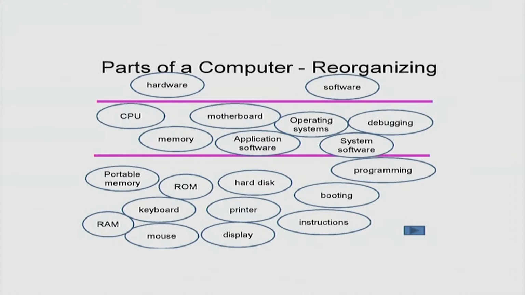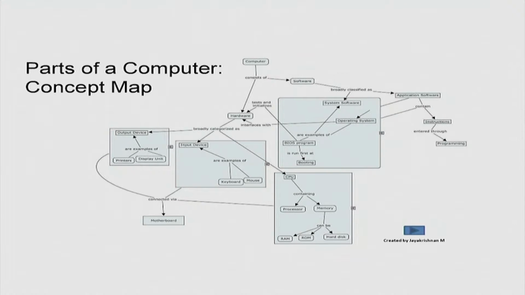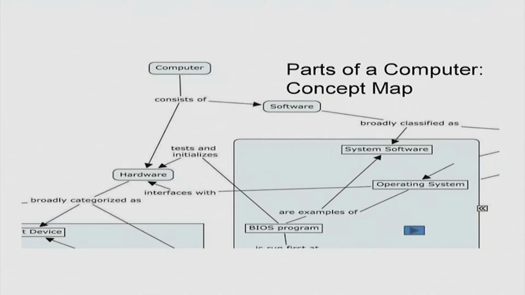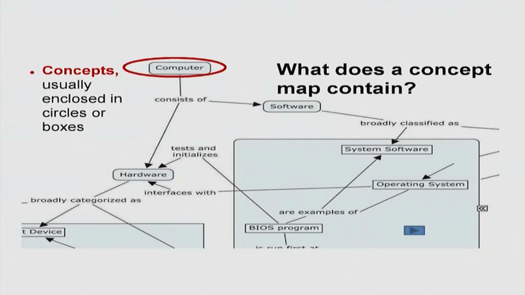So, it is the same diagram as the one you saw earlier, but now it has been connected using different links. Now let us zoom into various parts of this concept map to understand its features. Start from here. Computer consists of hardware and software and so on. Note that the concepts, which are like objects or things, are usually enclosed in circles or boxes. Let me read out some of these concepts here: computer, hardware, software, operating system, input device and so on.